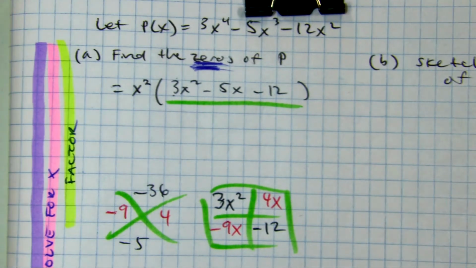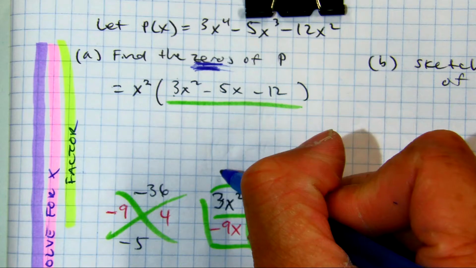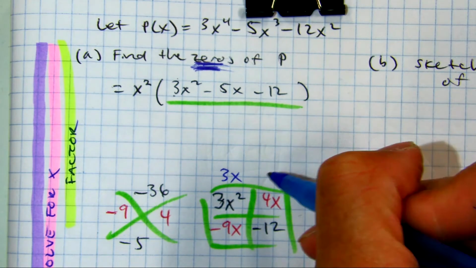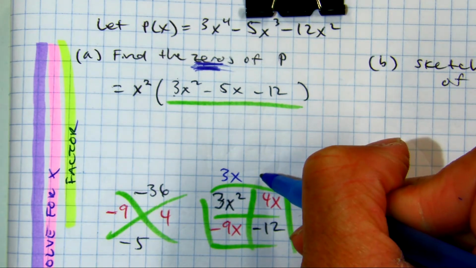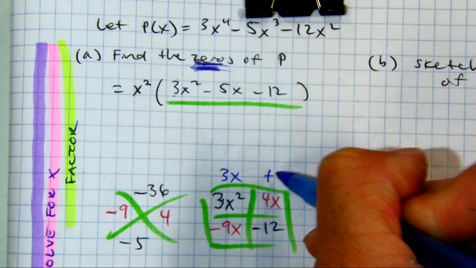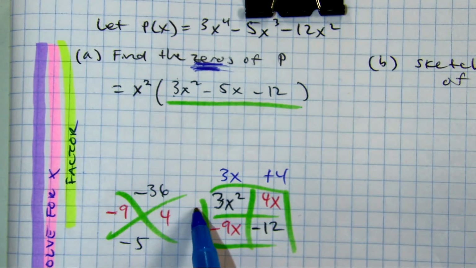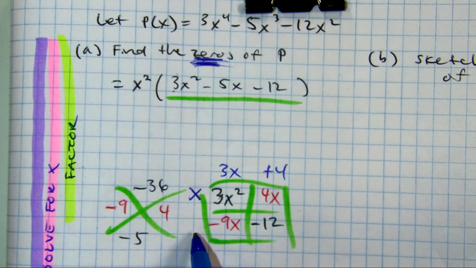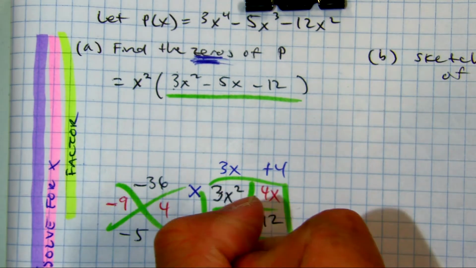Ian, help us get the outside of the box. Top would be 3x, 4 plus 1. X. Just X. And -3. Good.